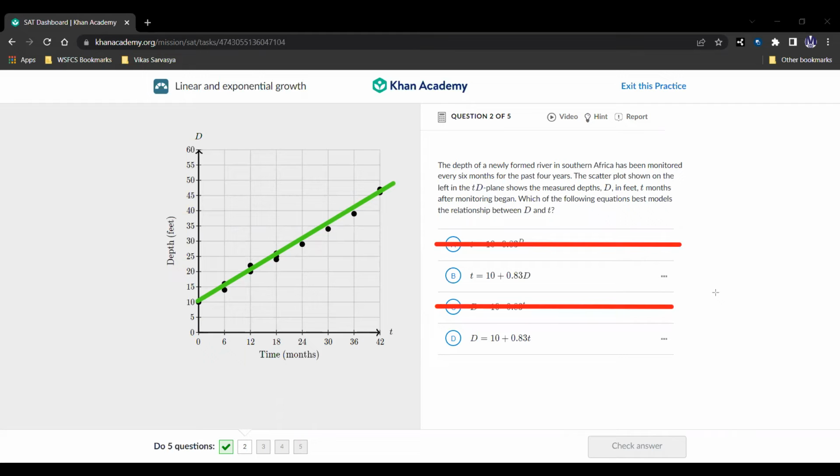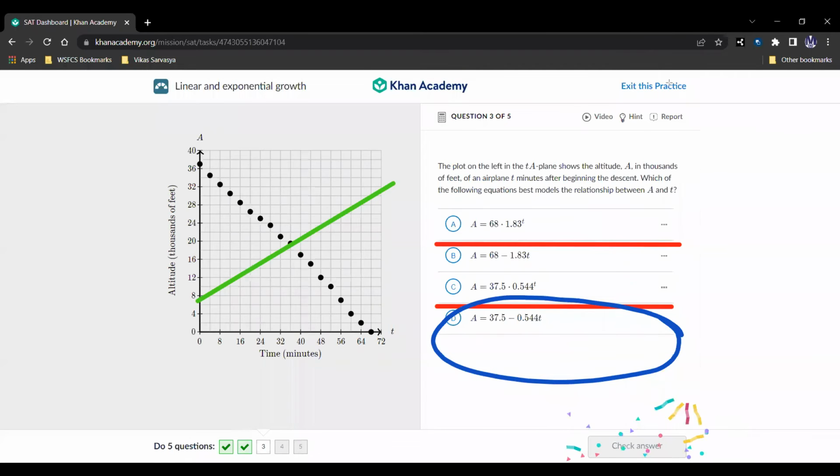So which one is it? Well, at t equals 0, d equals 10. Which means that's going to be answer choice D. Since t equals 0, that makes 10 plus 0, 10 for d. So our answer then is going to be choice D. And let's move on to the next question.